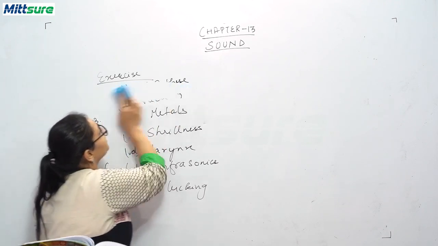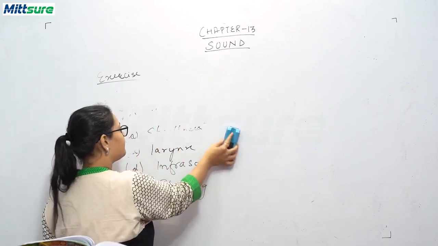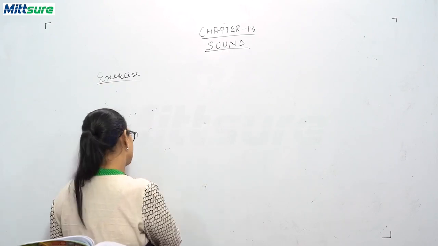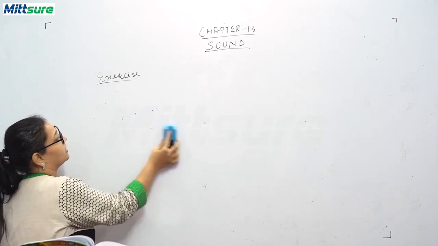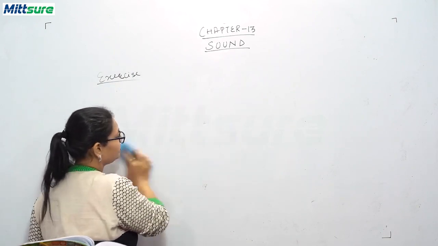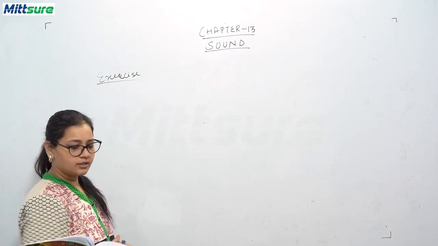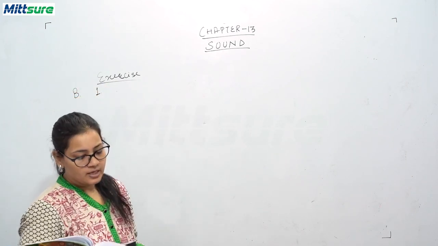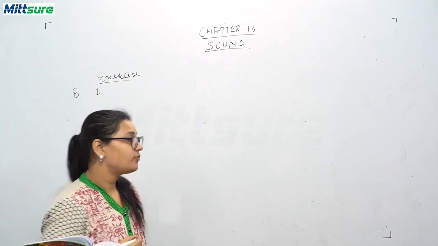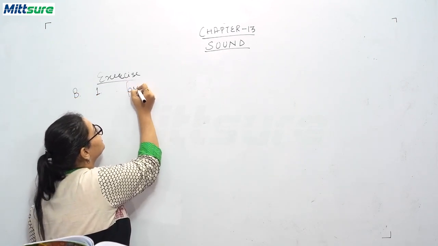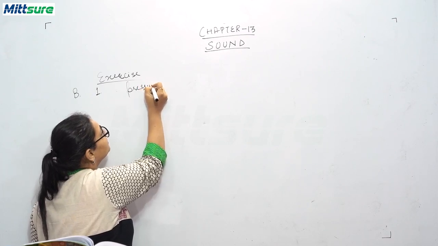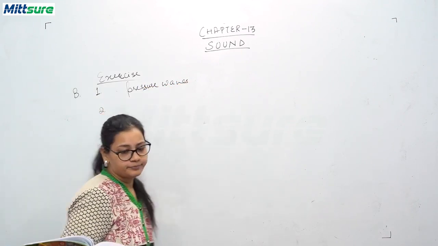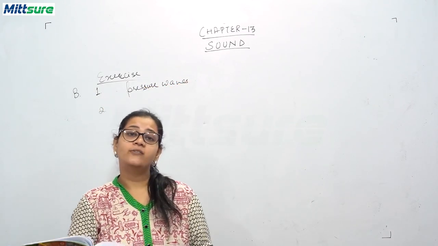Now we will be doing the B question, that is, there is a statement, there are some blanks in it, so you will be filling out those blanks with whichever word you think is right. Now let's start with it. That is B. First, sound is a form of dash. It is a form of pressure wave.